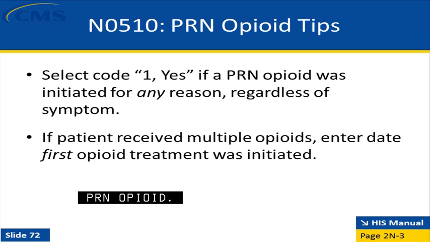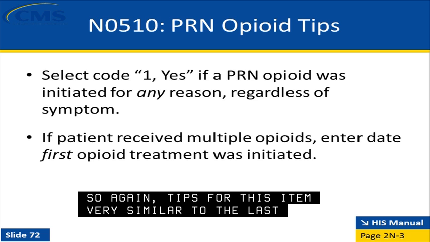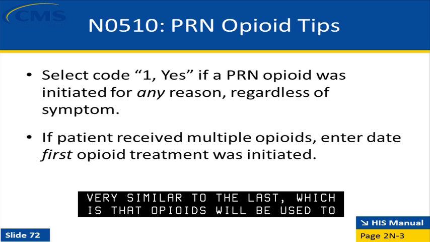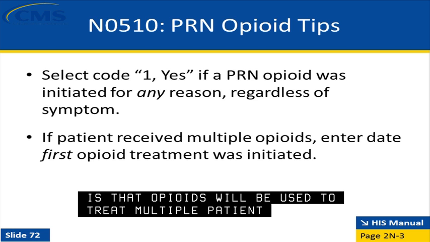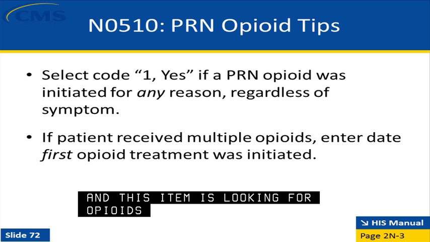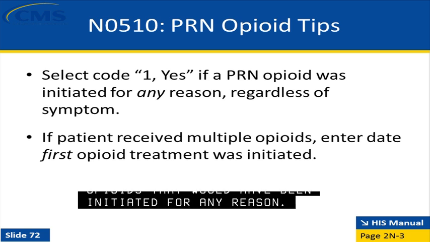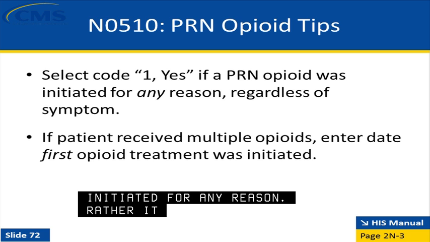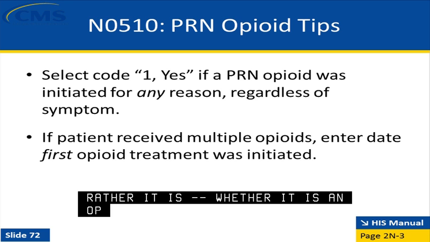So again, some tips for this item, very similar to the last, which is that opioids are going to be used to treat multiple patient symptoms, and this item is looking for opioids that would have been initiated for any reason, whether it's an opioid that's regularly scheduled or PRN. If an opioid is initiated, we're looking for it in section N.